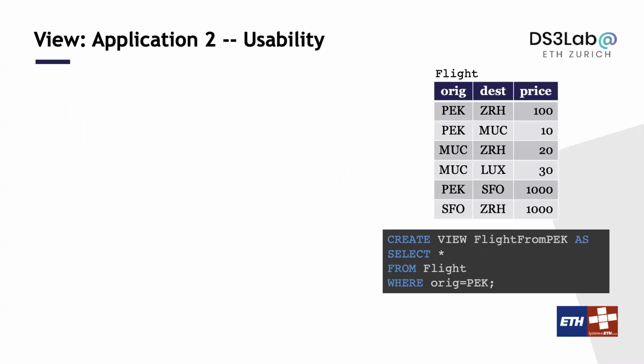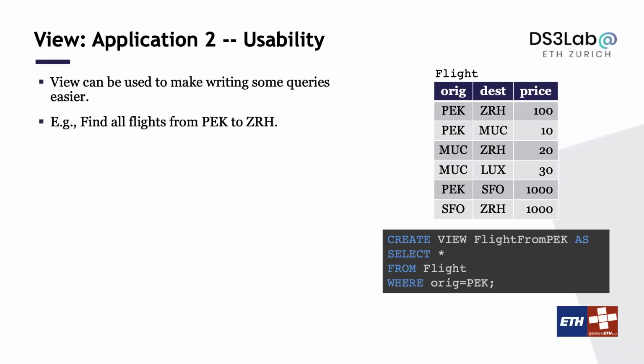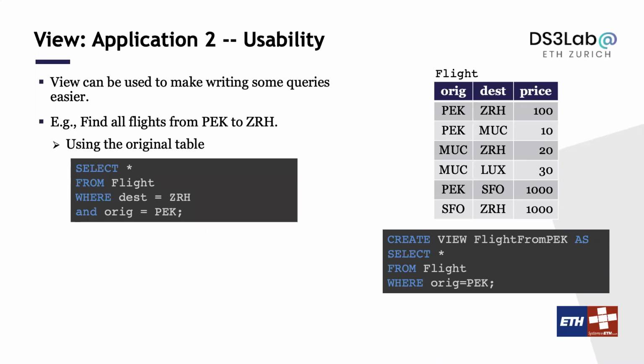Another thing is about usability, which is also very natural. When you have views, your queries become shorter. For example, I have the flight table and I create a view containing all the flights from PEK. The user can use this view to write queries more easily. If you want to find all the flights from PEK to Zurich and you do not have this view, you need to write two conditions. You need to specify the origin city and the destination.